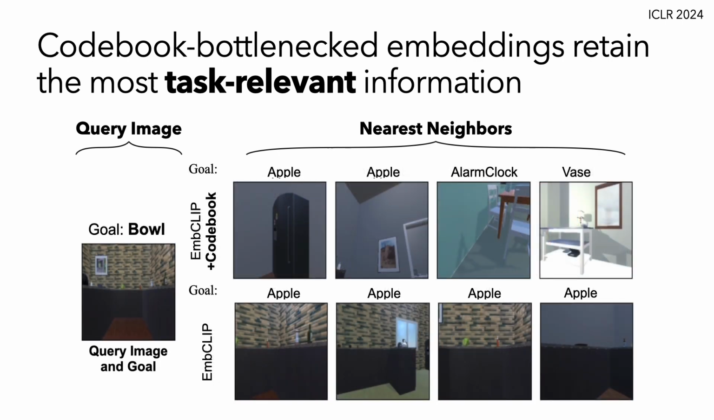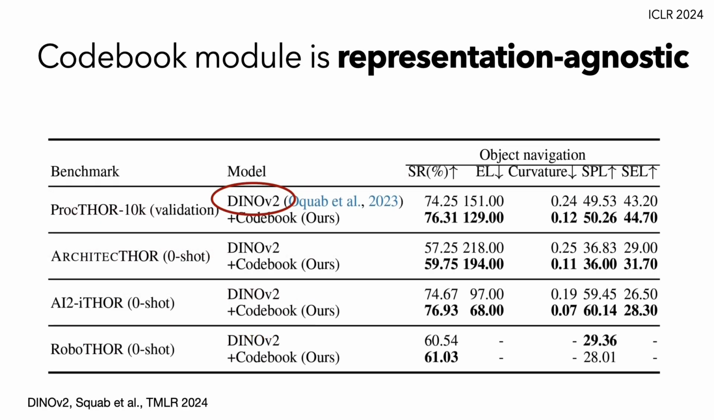When the goal is not visible in the query frame, our nearest neighbors are based on overall scene layout, whereas the baseline neighbors are selected based on appearance and texture. By replacing the CLIP encoder with the DINOv2 pre-trained encoder, we confirm that the codebook is not dependent on any specific visual representation and can adapt to different visual backbones.